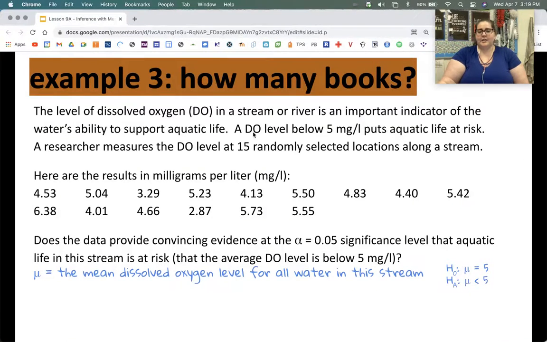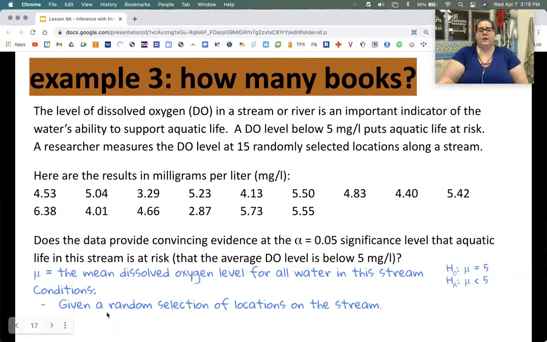Second step is check conditions. So our first condition, do we have a random sample? We were told it was a random selection of locations on the stream. 10%, I'll skip that one this time. Again, it would be okay. We assume that 15 is less than 10% of all locations along the stream. I'm just going to skip it because it's okay too for these types of data.